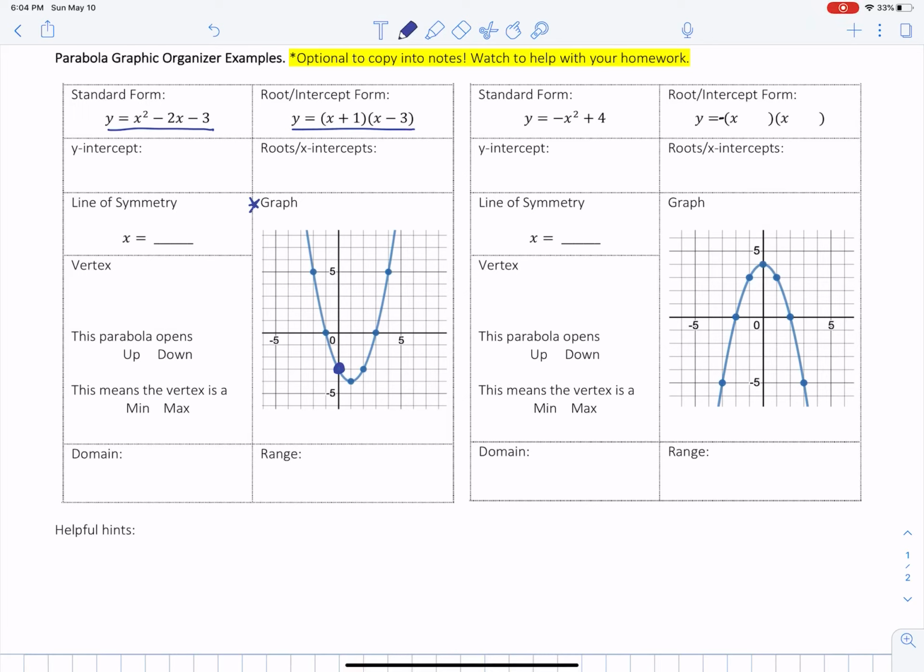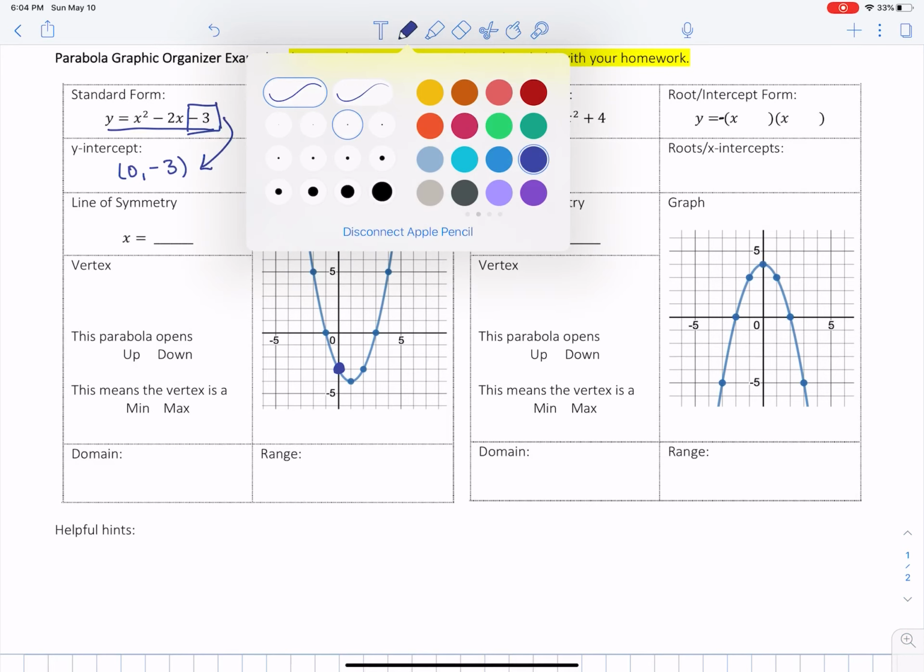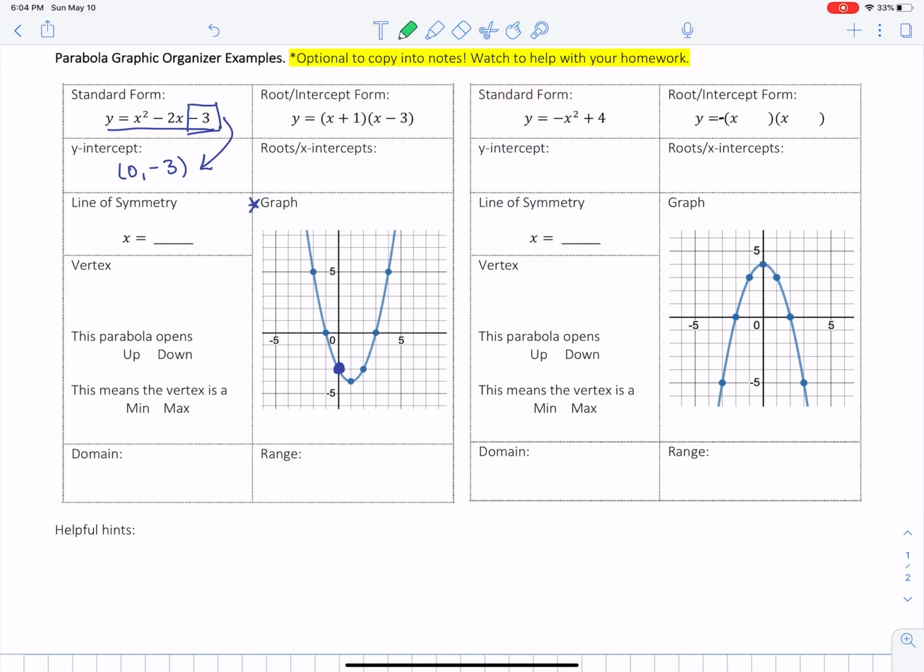And it is the point (0, -3). But what I'm also going to show you is that this -3 should match up with that. And it does. Okay, I'm going to erase this over here because we're going to get confused on our blue. I'm going to move on to green with this one.